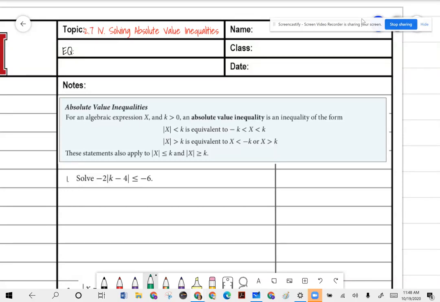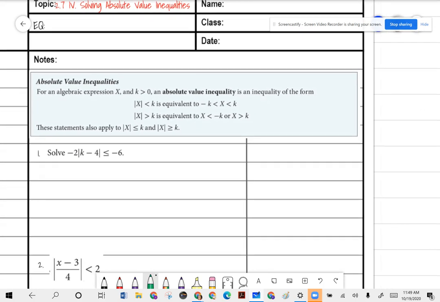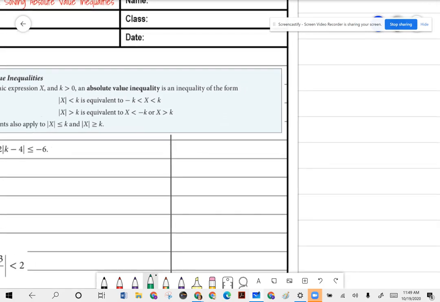So in this video, we're going to talk about solving absolute value inequalities. If we take a look at this note section, it's saying for an algebraic expression x and k is positive, an absolute value inequality is an inequality of the form, and it gives you this, oh my goodness, what does that even mean type of stuff, right? So let's just break down what this is saying.